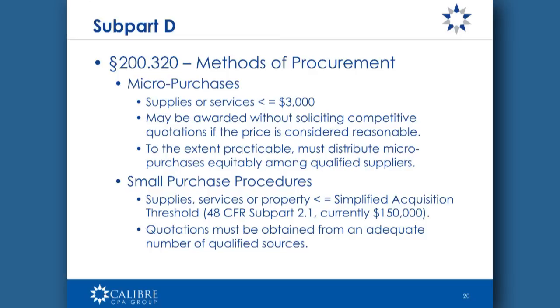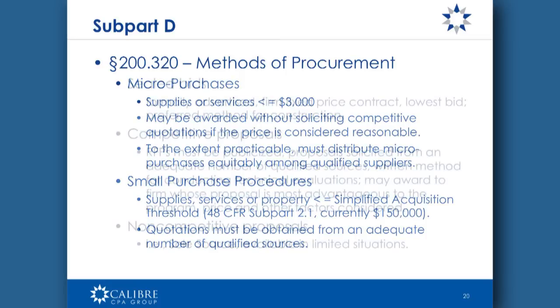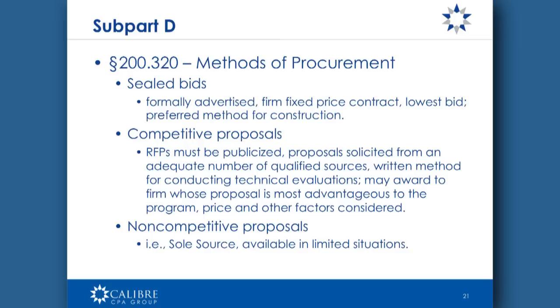Small purchase procedures. So there's a range there, currently it's around $150,000. And there you need to get some type of bid, some type of quotations, a formal RFP process. For anything over $150,000, there's three methods you can use to procure these services. Sealed bids, which is a very formal process. You formally advertise it in a newspaper, and purely the lowest bid is what you choose. Those are somewhat rare, I think.